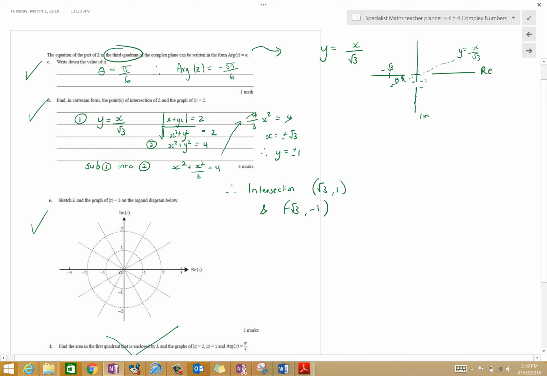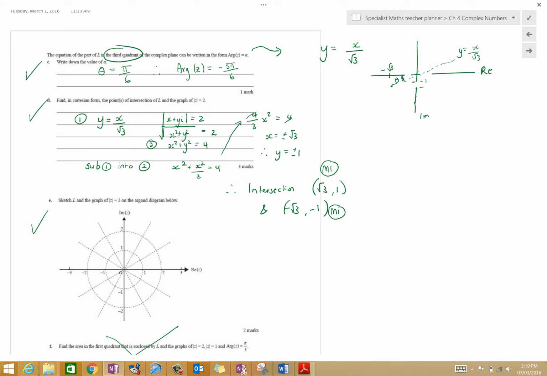For the second one, of course, we can use a CAS, but there's method marks involved here. I'm going to say that that would be 1 mark. That would be 1 mark. And some form of method will be required as well.